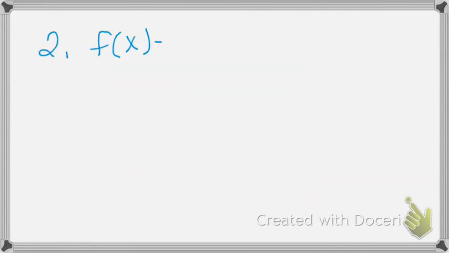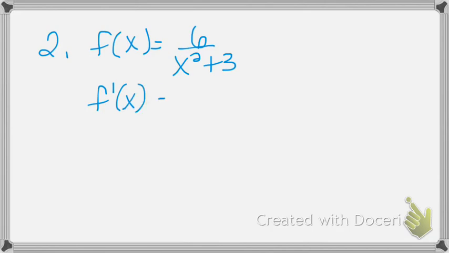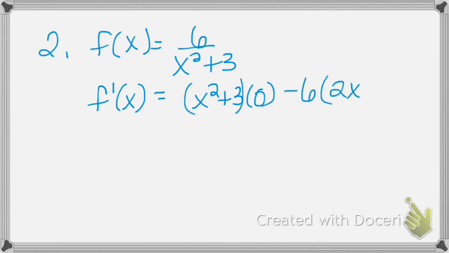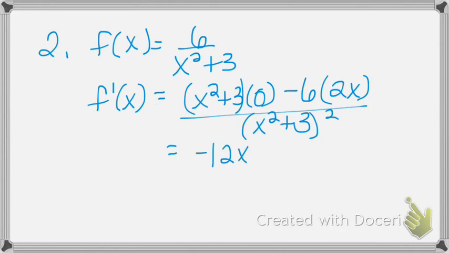Alright, so here we have f of x equals 6 over x squared plus 3. Let's find the first derivative. Bottom times derivative of the top minus top times derivative of the bottom over the bottom squared. So we have negative 12x over x squared plus 3 squared. Alright, we've got to find the second derivative. I'll do that on another page. We've got to do the quotient rule again.